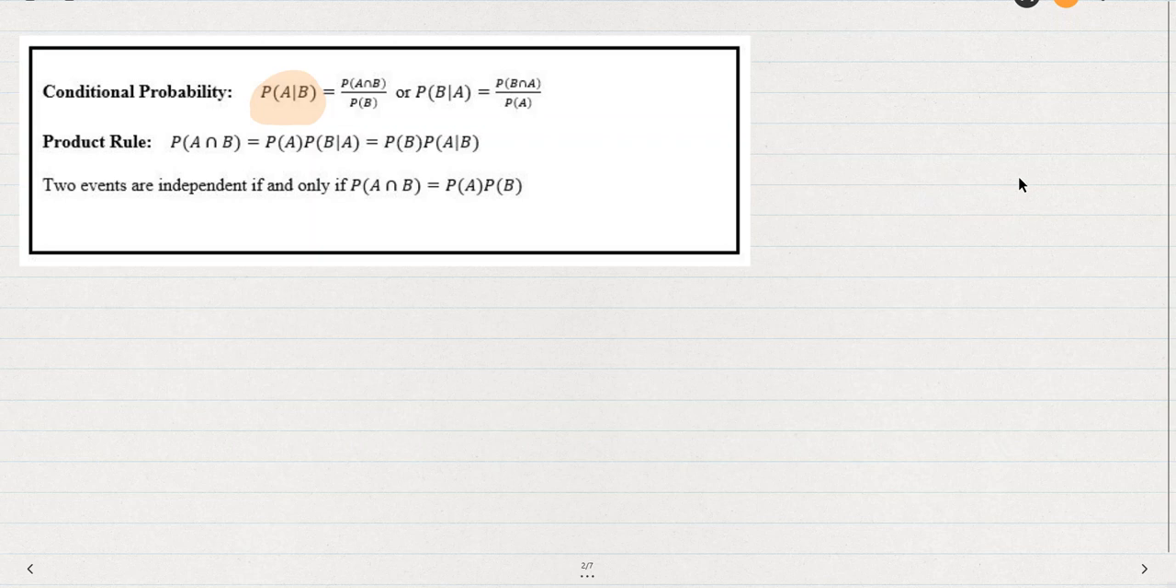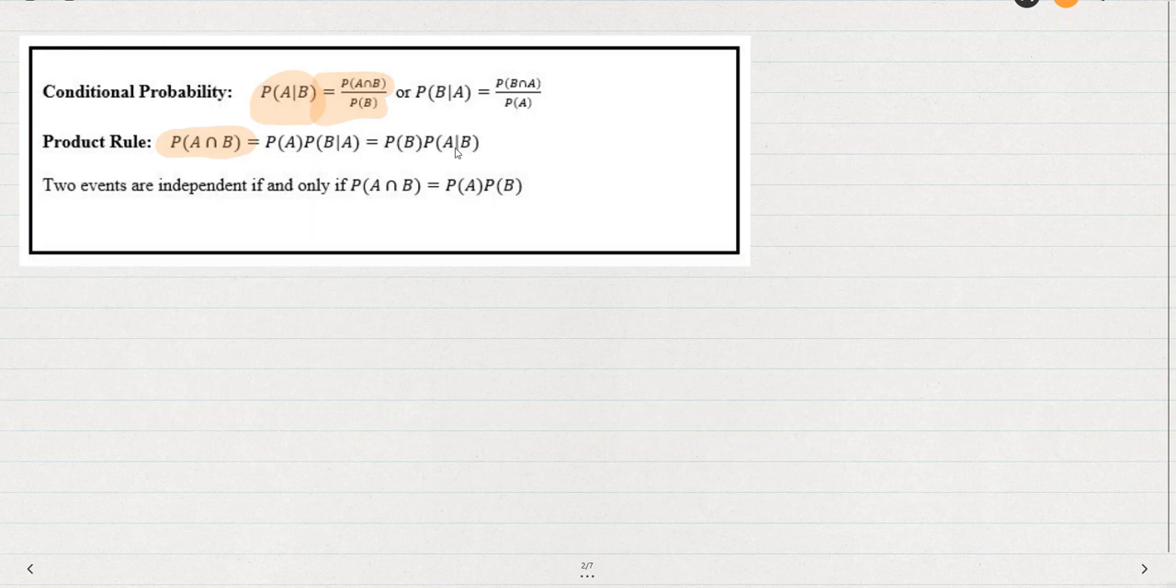And we can calculate that conditional probability with the formula. The probability of A given B is equal to the probability of A and B happening simultaneously divided by the probability of B. And for the product rule, when we have the probability of A and B, that is going to be equal to the probability of A times the probability of B given that A has already occurred, or the probability of B times the probability of A given that B has already occurred.